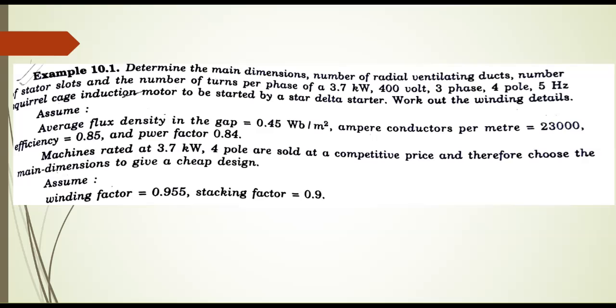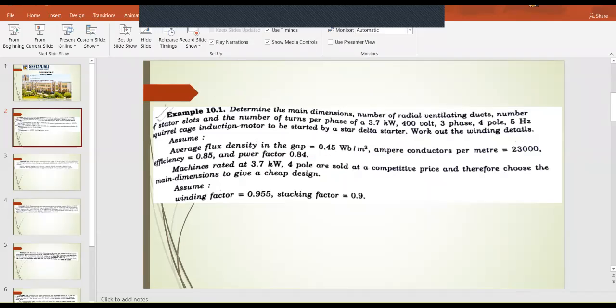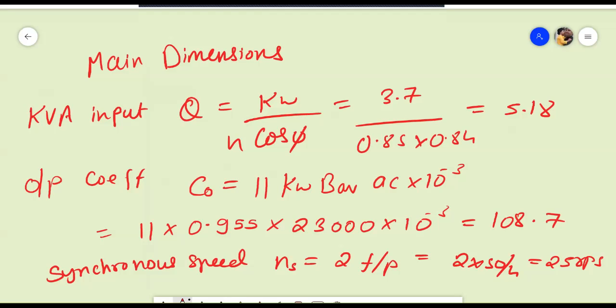Okay, so let me show you the question solution which we had been solving. To solve this, we need to find the main dimensions, and what are the main dimensions? They are the diameter D and the length L of the core. So to find the main dimensions, we apply this formula.